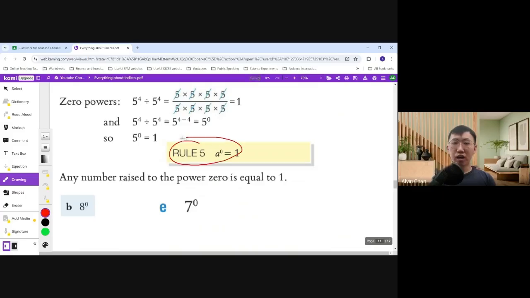Rule number 5, a lot of rules to learn, right? So they say a to the power of 0 is going to be 1. Basically, a lot of numbers raised to the power of 0 is going to be 1, right? 5 to the power of 0 is 1. How about 8 to the power of 0? 1. 7 to the power of 0, 1, right? So learn this rule. It's very simple, very straightforward. That's rule number 5.